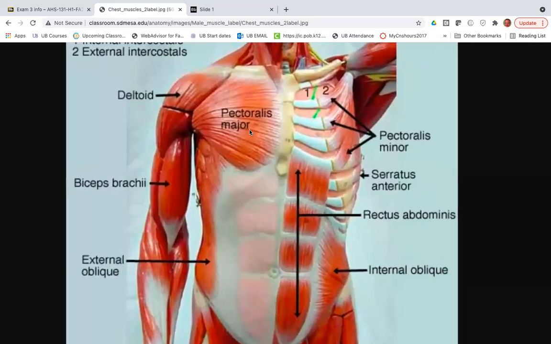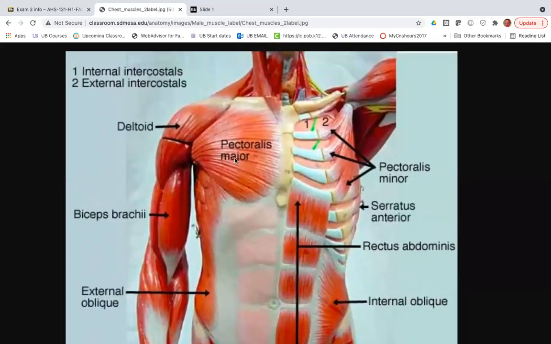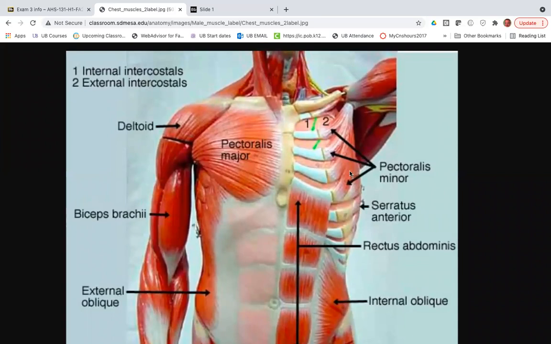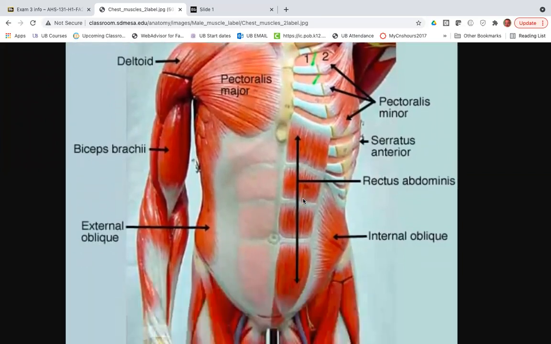Let's look here, a little bit clearer definition. So here's pectoralis major. Here's pectoralis minor. Again, you could see the upper ribs to the coracoid process. Here's the rectus abdominis. And now we can see the external oblique runs in this direction. And then the internal oblique runs perpendicular to it.